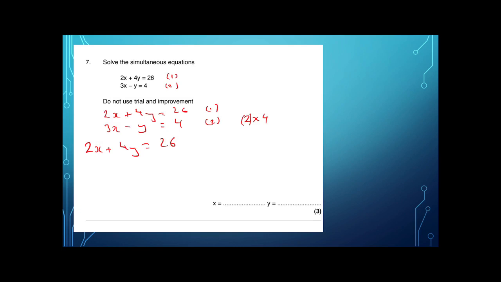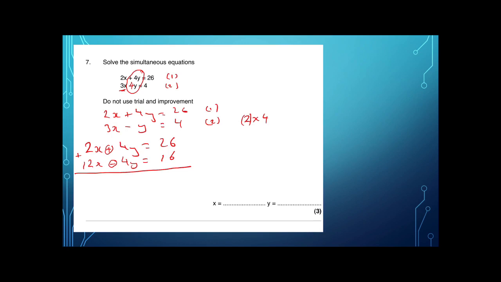So 3x times 4 is 12x. Negative y times 4 is negative 4y, and 4 times 4 is 16. The reason I multiply by 4 is because I wanted this to be 4 as well, because then we can eliminate the y's. Now this is a positive 4y, this is a negative 4y, so the way to eliminate that is to add them together.